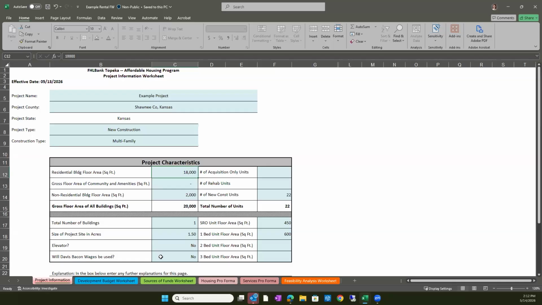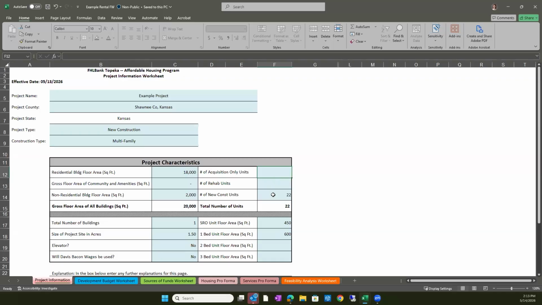Moving to the right side of our project characteristics, we're then going to deal with the number of units and the size of those units. So the top section, again, is the number of units. It is broken out by the type of construction that is being completed. So we have acquisition, rehab, and new construction.